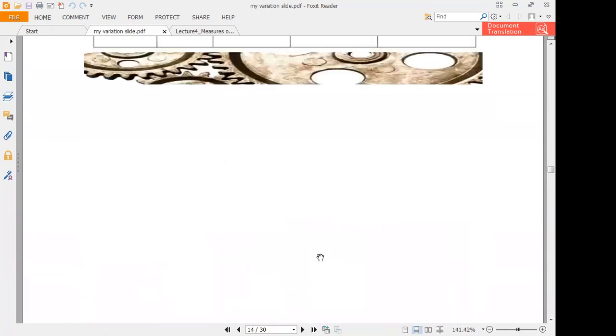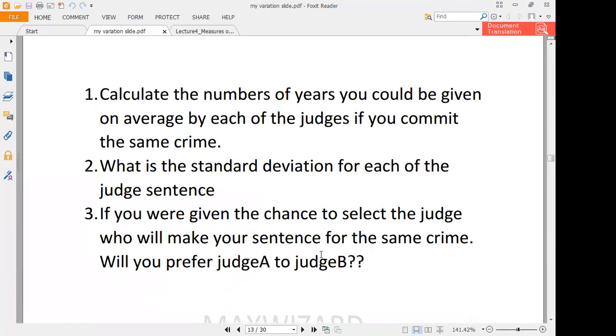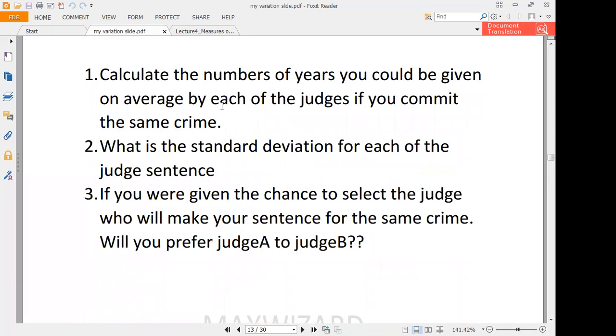Now, the question asks something interesting. Let's go back to the question. The question asks what, on average, each of the judges is going to give. We are able to answer question 1. We know how much they can give us. Question 2, we have answered that. But question 6 says, if you are given the chance to select between the judges that will make your sentence, if you commit the same crime, which one will you prefer? Will you prefer Judge A to Judge B?